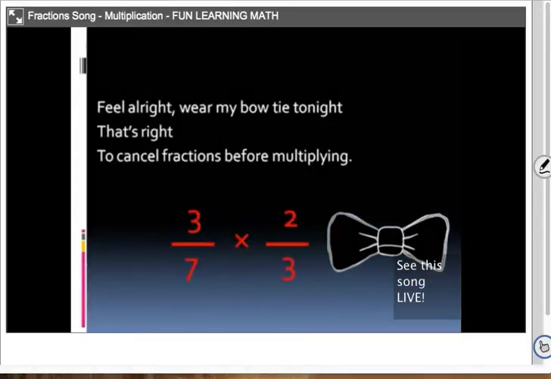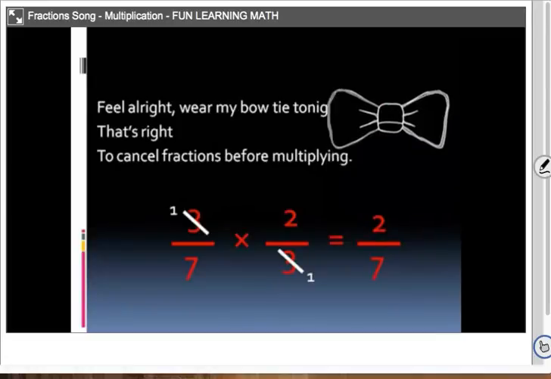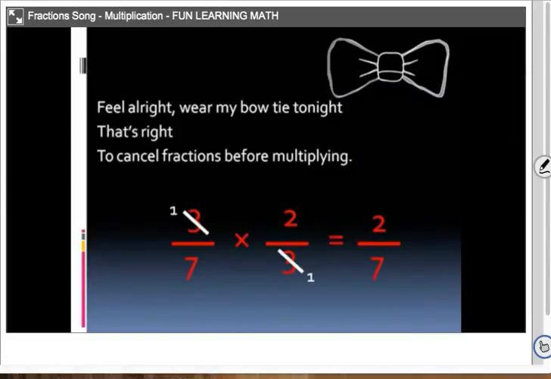That's right. To cancel fractions before multiplying. Feel alright, wear my bow tie tonight. That's right. To cancel fractions before multiplying.